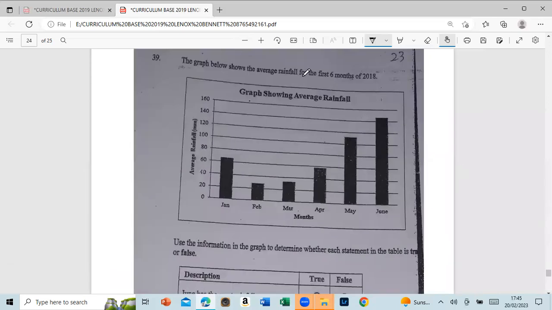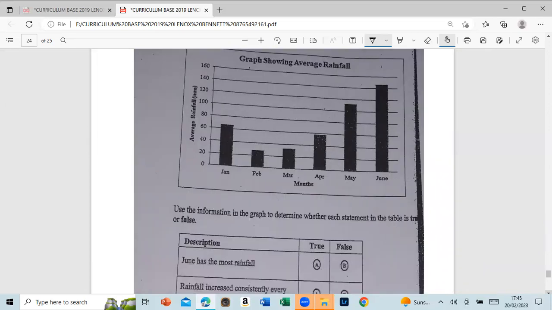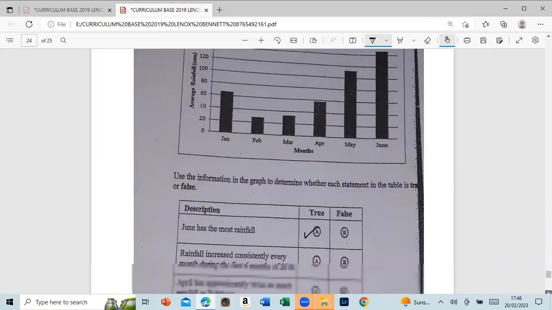39. The graph below shows the average rainfall for the first 6 months of 2018. Use the information to determine whether the statement is true or false. Alright, let's go. It says June has the most rainfall, and that is true. It's the tallest bar, which is about 140 something. Next, it says rainfall increased consistently. No, it did not. It fluctuates, so that is false.